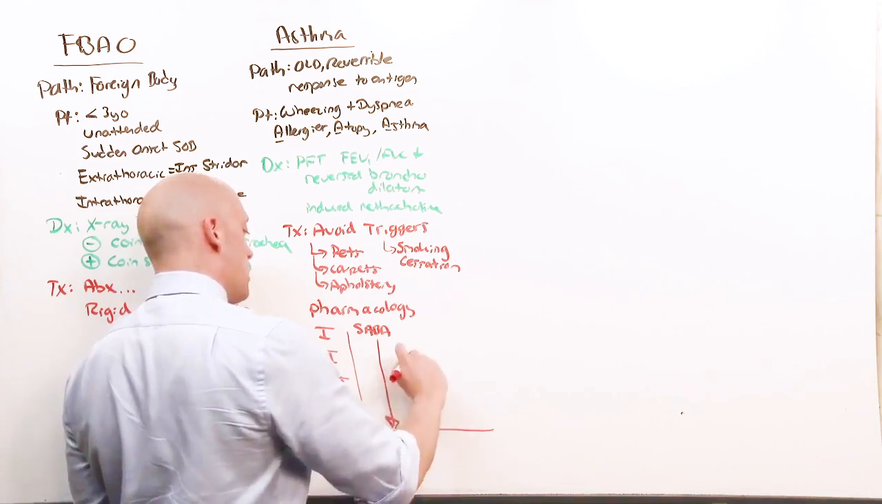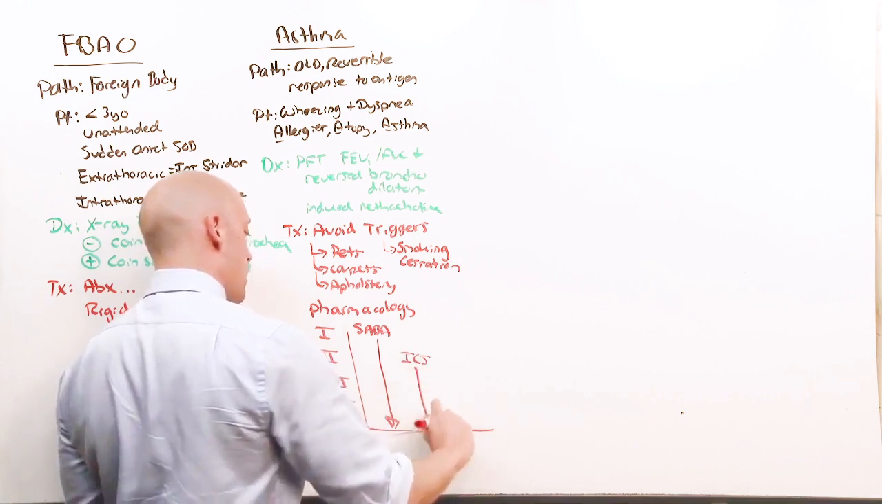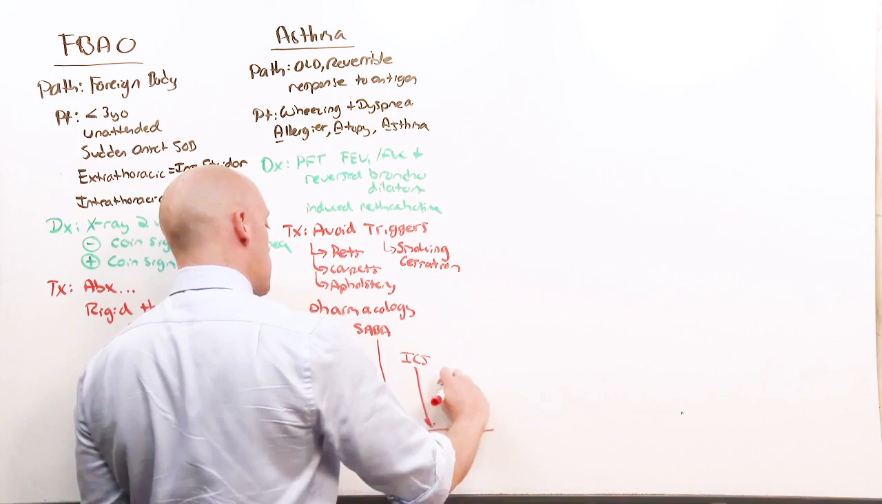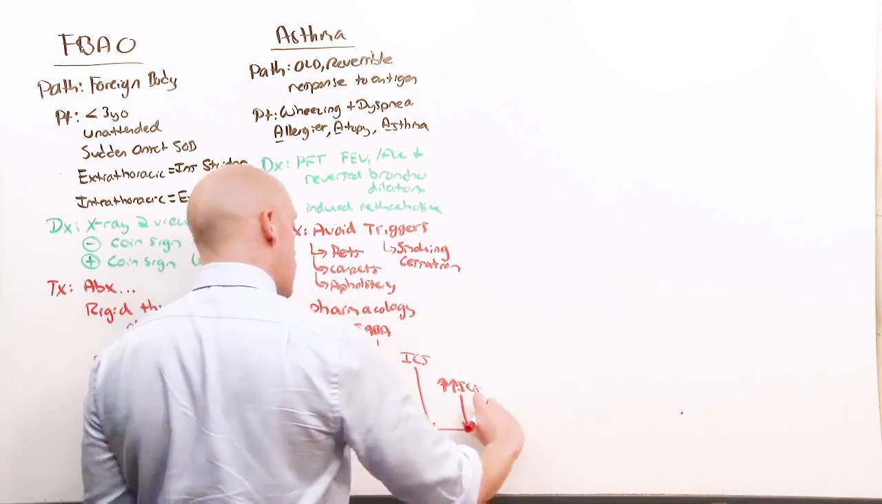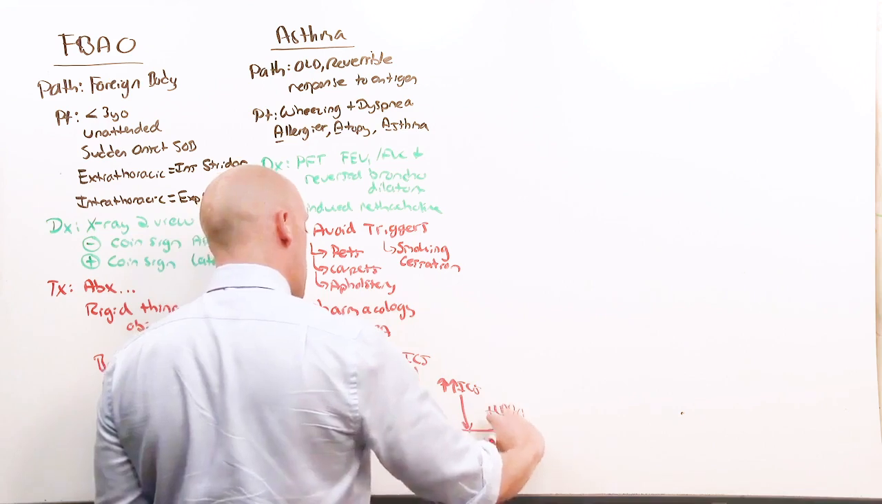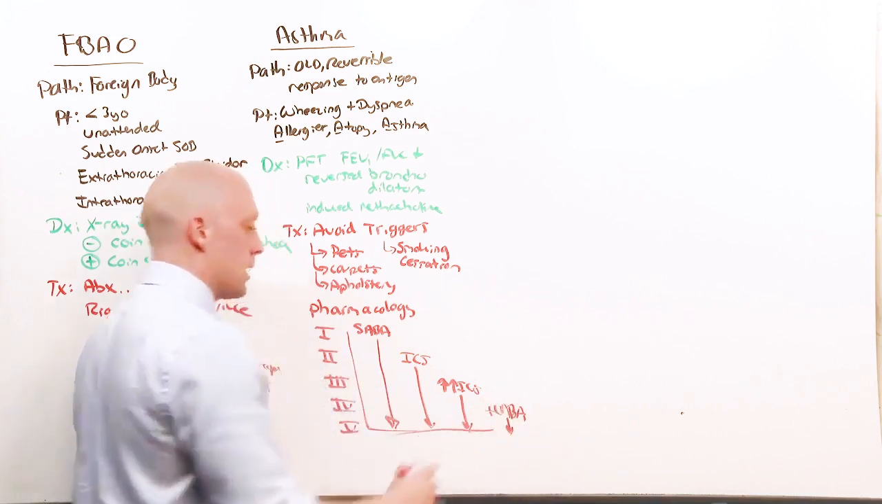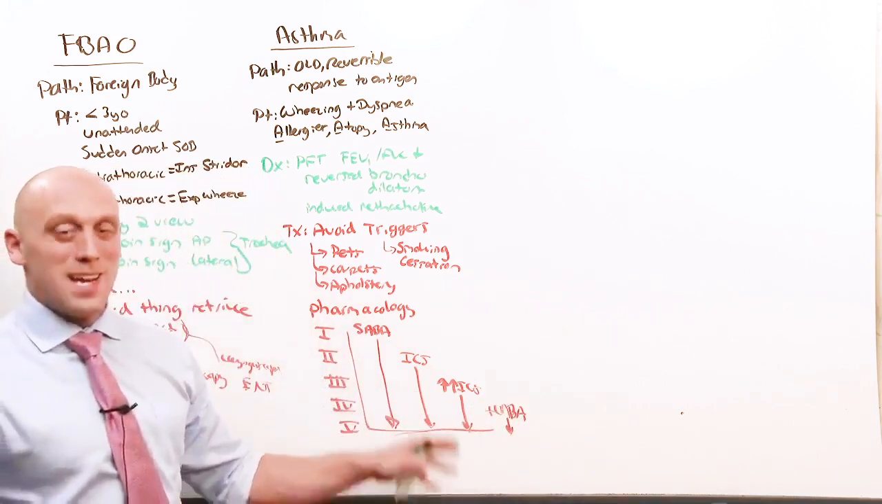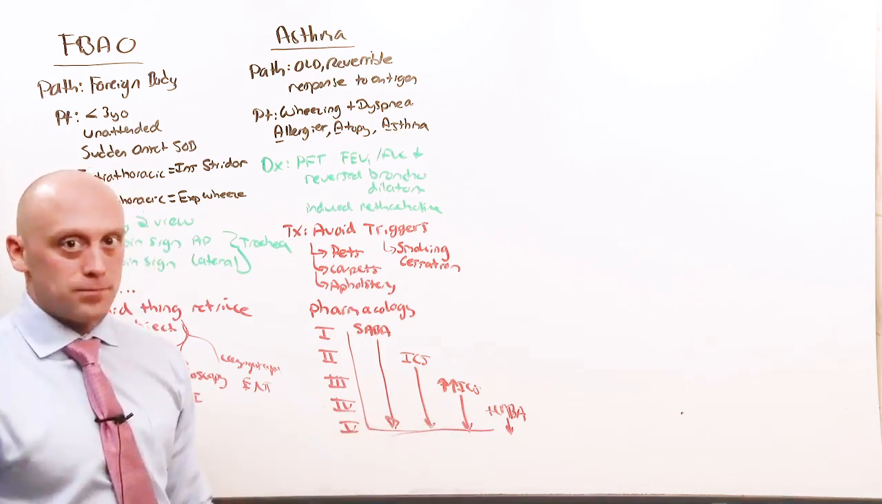Then they can add on an inhaled corticosteroid. If that doesn't work, you can increase the dose of the inhaled corticosteroid. If that doesn't work, you can add on a long-acting beta agonist. And here's the thing about asthma. You cannot use a long-acting beta agonist without an inhaled corticosteroid. It worsens asthma outcomes. It increases asthma-related deaths.